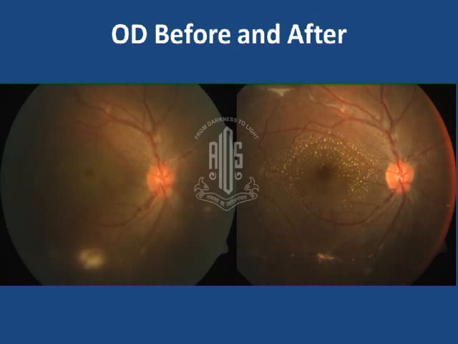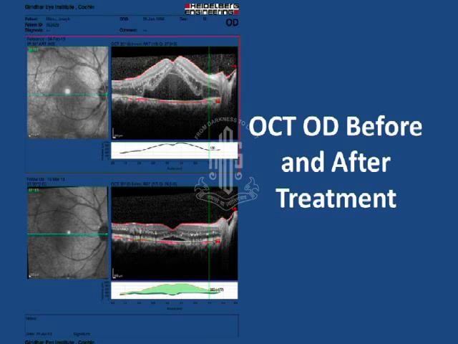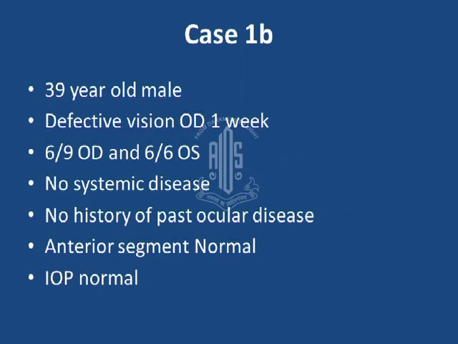This is, a little more, can you brighten this? This is pre-treatment and post-treatment. OCT before and after treatment. Now this is the main case that I am coming into. This is another man, 39-year-old, defective vision of right eye of 1 week duration, no systemic diseases.